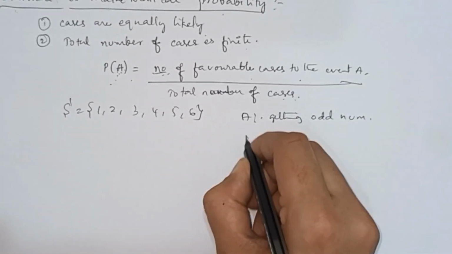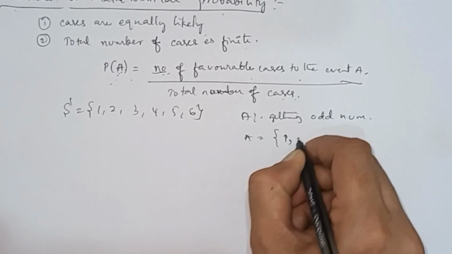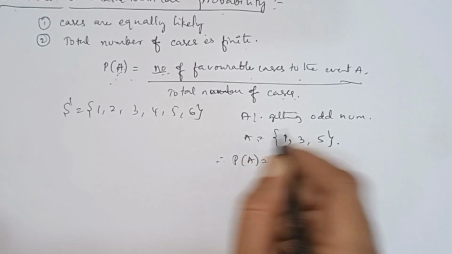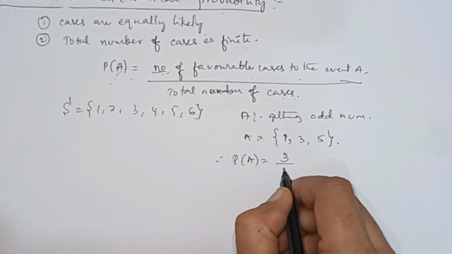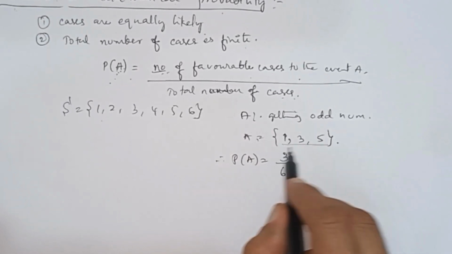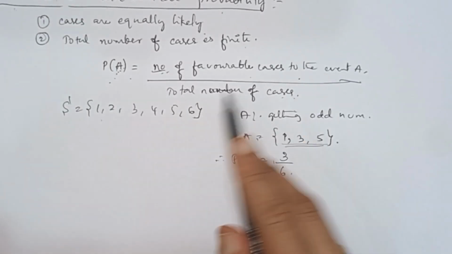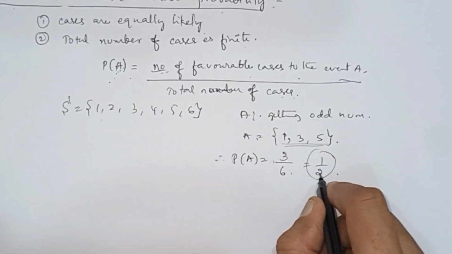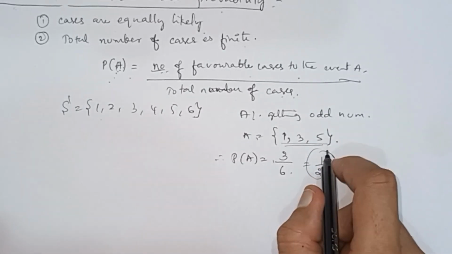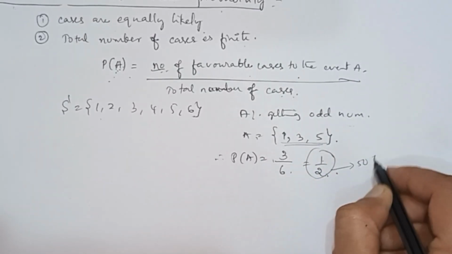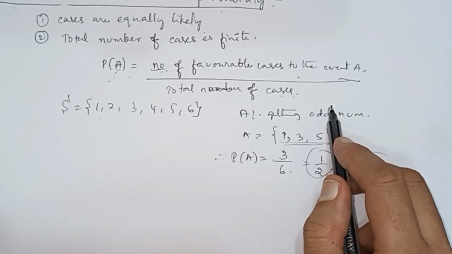Now if I give you an event A as getting an odd number, in that case, favorable cases are 1, 3, 5. Hence, the probability of this event is P of A equal to 3 by total 6. Total there are 6 elements in the sample space. Here there are 3 elements favorable to this case. So 3 by 6, that is nothing but 1 by 2. 1 by 2 means the chance of occurrence of this event is 50%.